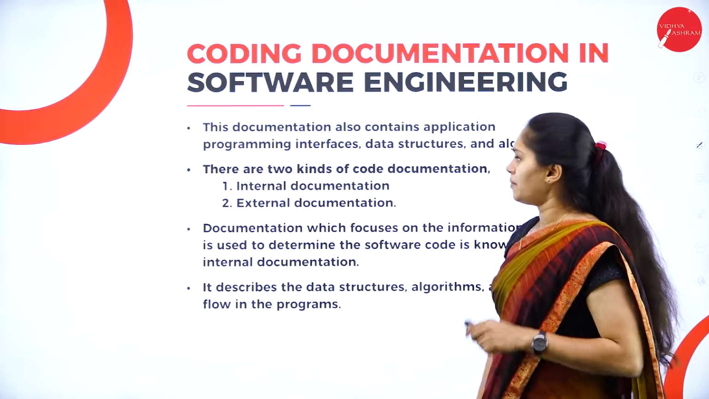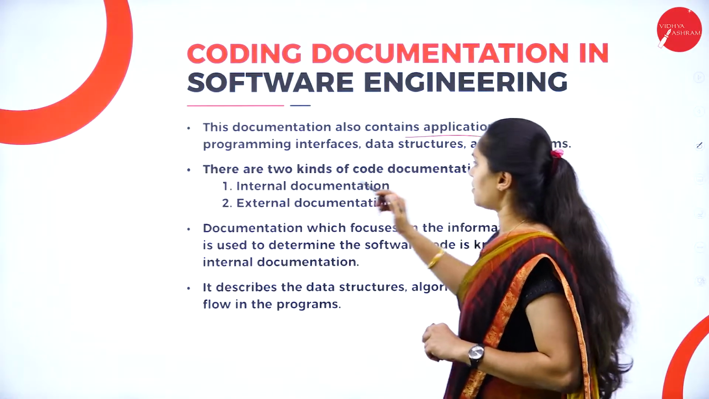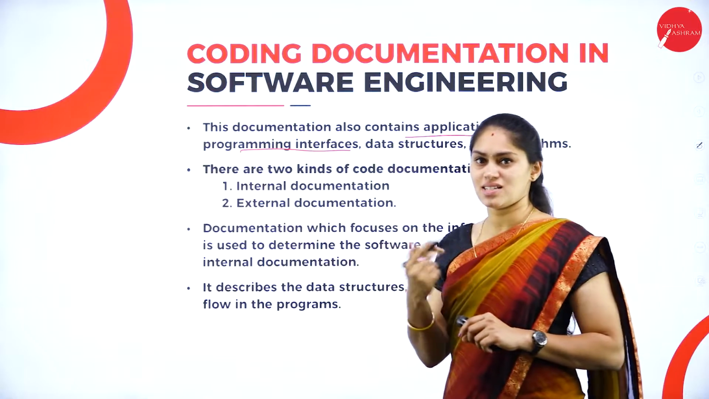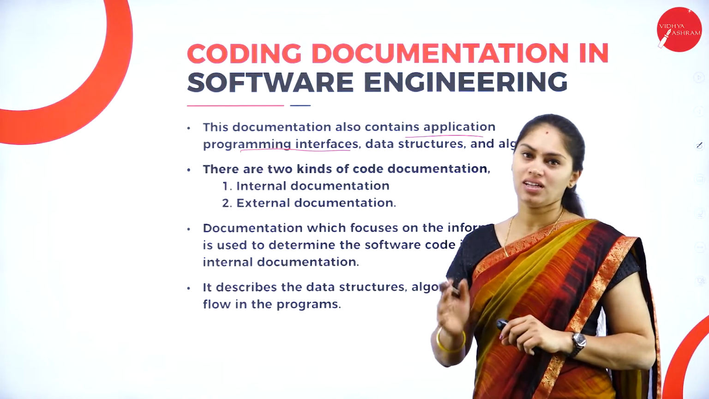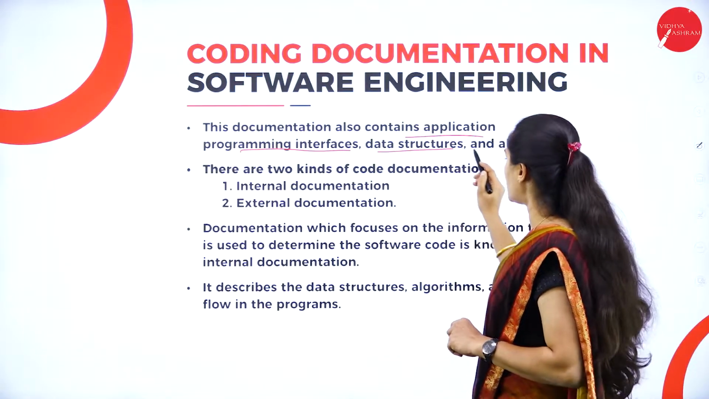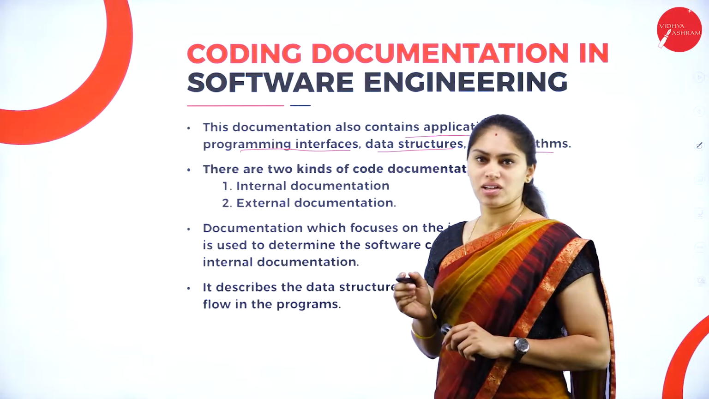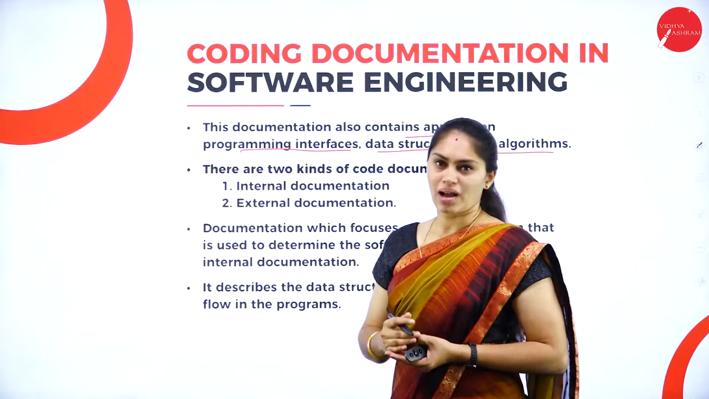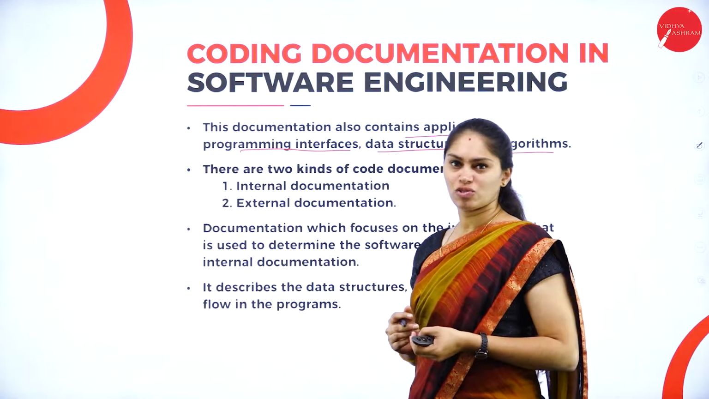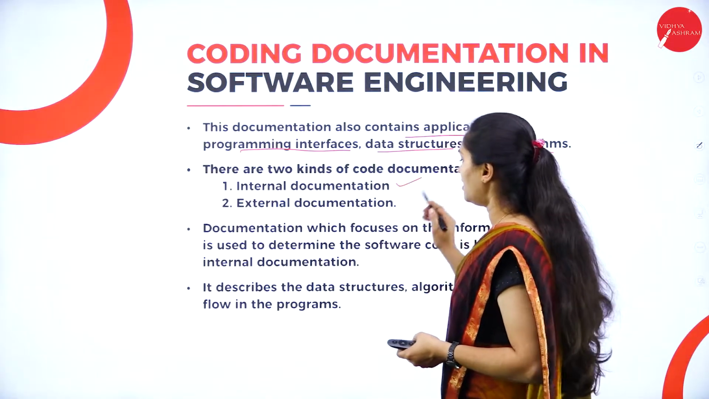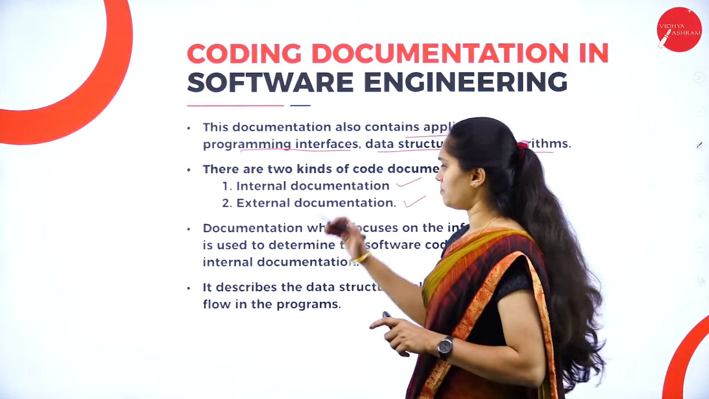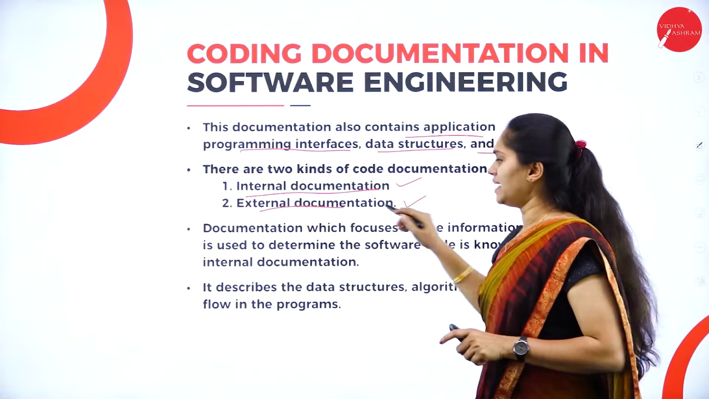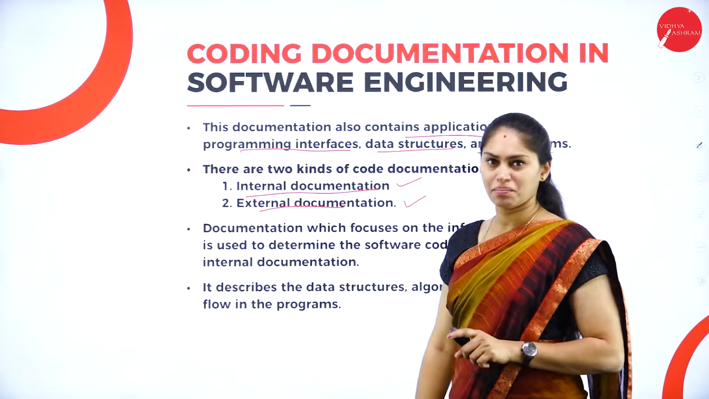Also, this documentation mainly contains the application programming interfaces, how one page should interact with another page of an application, and also the data structures and algorithms we have used in the programming. And we have two kinds of code documentation: one is internal documentation and another one is external documentation. Then what do the internal and external documentation comprise?